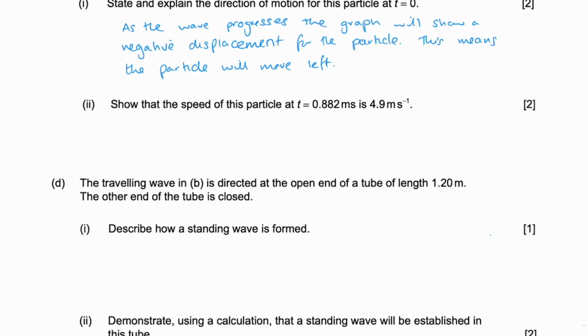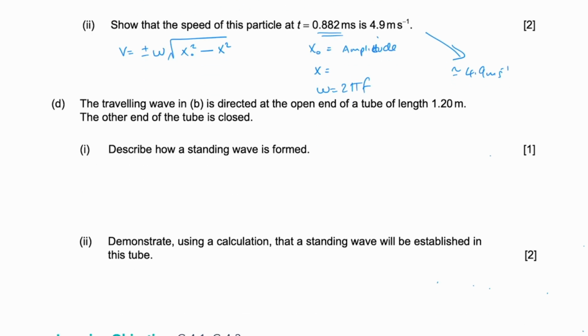C2. Show that the speed of the particle at t equals 0.882 milliseconds is 4.9 meters per second. This is a higher level question from SHM. If you're a higher level student, this is what you should be using, and you'll find this from your data booklet. If you're a standard level student, please feel free to switch off. X0 is your amplitude. X is the displacement at that time, and omega is 2 pi f, and you've got all the data you need from up there. So pop in the details to that, and you should end up with an answer of around about 4.9 meters per second, as explained in the question.